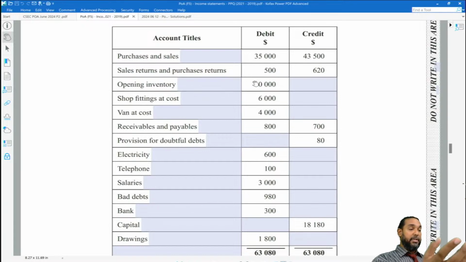All right, so opening inventory, that's your opening stock, shop fittings at cost, van at cost. Receivables and payables: these two are also in the same line. Now receivables is an asset, and assets have what kind of balance? Debit. So we know that the 800 is the receivables, and payables has to be the 700. But why? Because it's a liability, and liabilities have credit balances. Electricity. Okay, so nothing else here except the provision for bad debts, but we'll leave that for last.